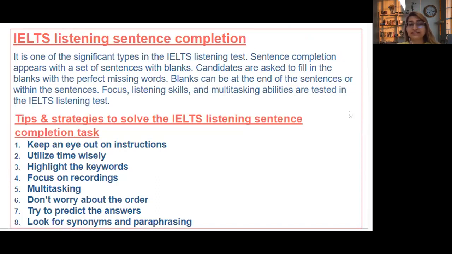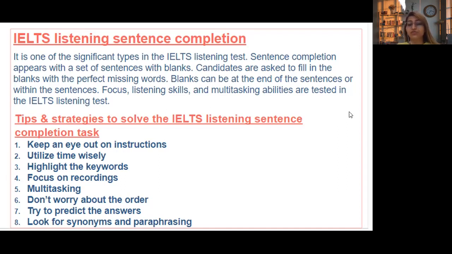Focus on listening skills. Now, what are the steps and strategies to solve the listening sentence completion task? Keep an eye out for instructions. Always read your instructions very carefully. Utilize your time wisely. You have some time to read your questions, so make use of it. Highlight the keywords. Keywords are very important. It helps you to connect with the audio.